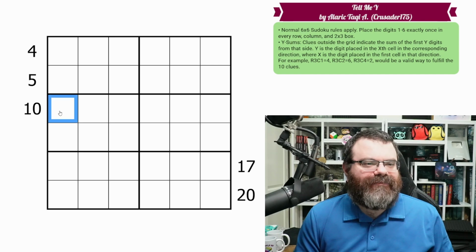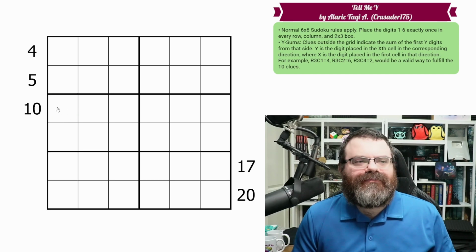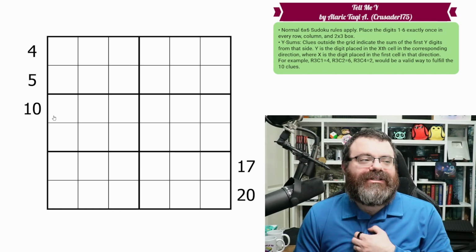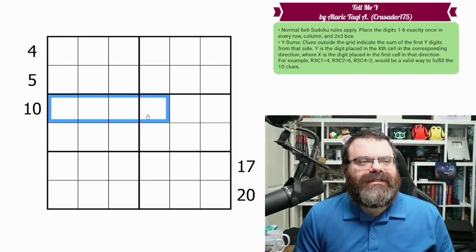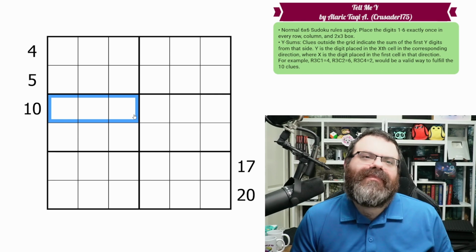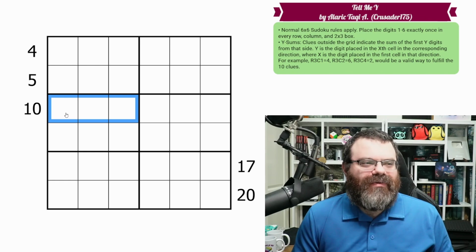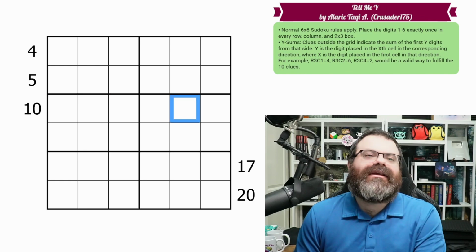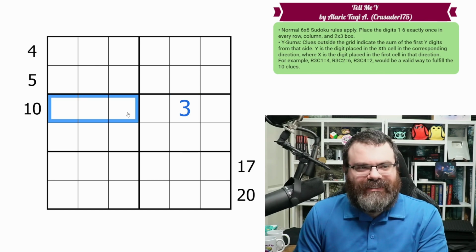So let's use the 10 because I feel like it's a bit more open. 10 is going to be a sum, and it's the sum of the first Y digits from that side. So it could be the first 3 digits, the first 4 digits, first 2 digits. We don't know, but it's going to be the sum of some number of digits there. Now, what is Y? Well, Y is the digit placed in the Xth cell in the corresponding direction. So we're going to be choosing a cell, say this one. If this cell's a 3, then that means these 3 sum to 10.